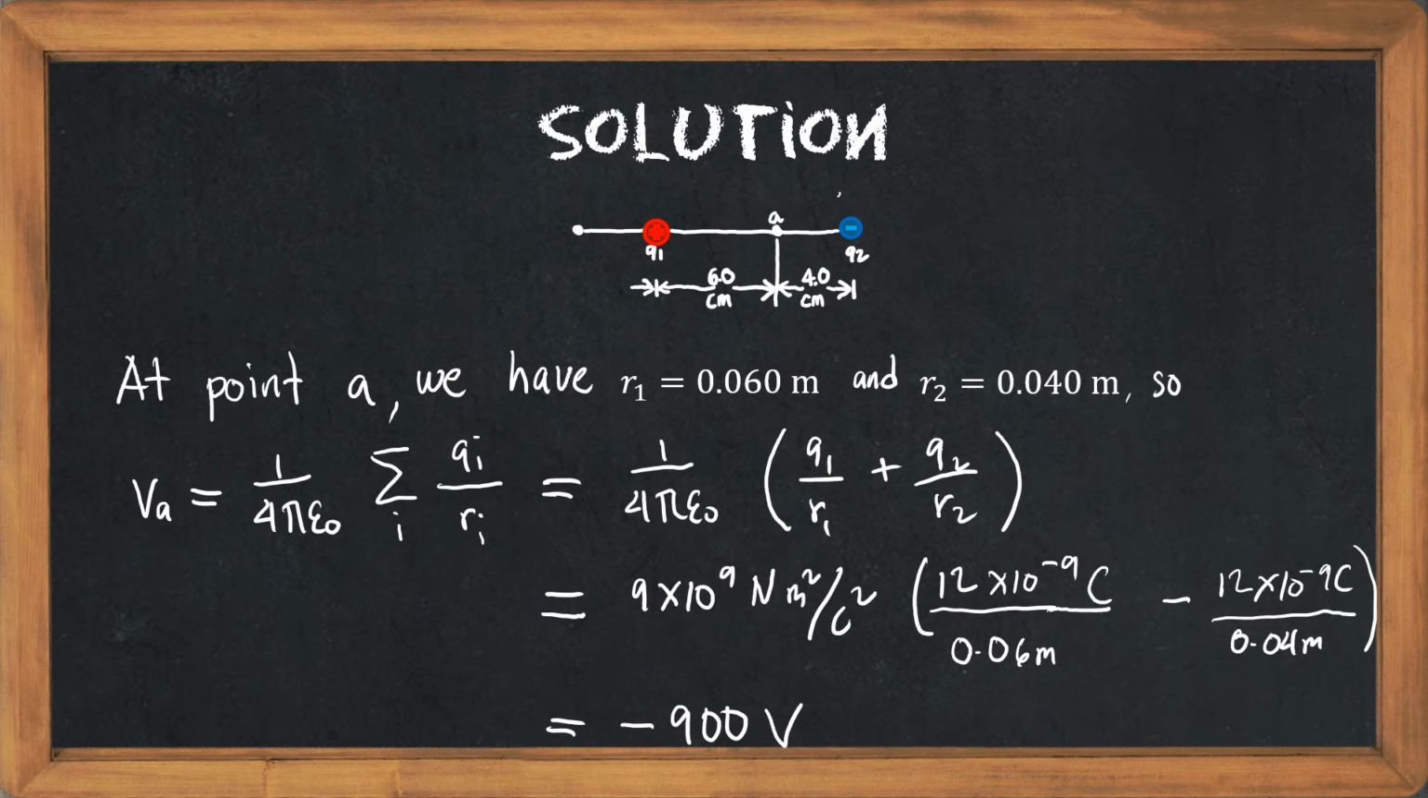At point A, we have R1 equals 0.060 meters and R2 equals 0.040 meters. So the potential VA is equal to 1 over 4 pi epsilon naught times the summation of Qi over ri for all i, which equals 1 over 4 pi epsilon naught times Q1 over R1 plus Q2 over R2. This gives us 9 times 10 to the power of 9 newton meter squared over coulomb squared times 12 times 10 to the power of negative 9 coulomb over 0.060 meters plus negative 12 times 10 to the power of negative 9 coulomb over 0.040 meters. The result is negative 900 volts.